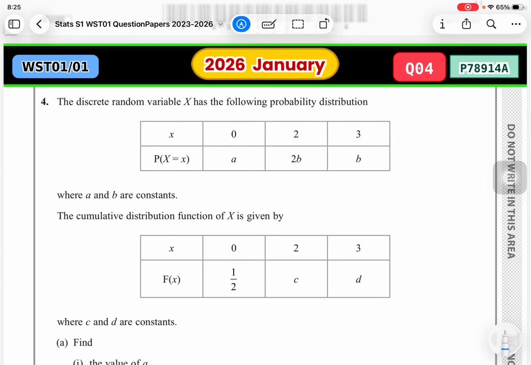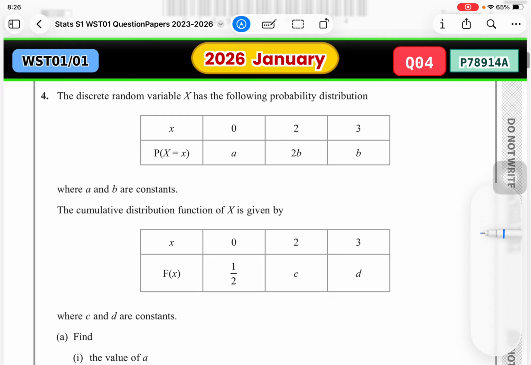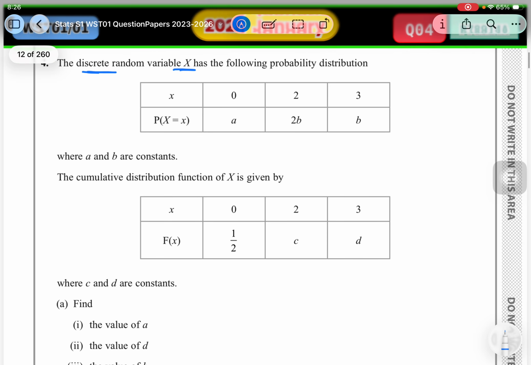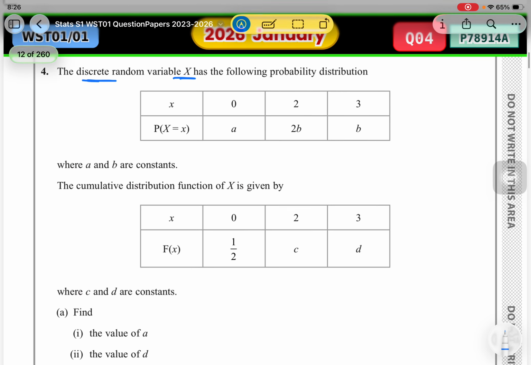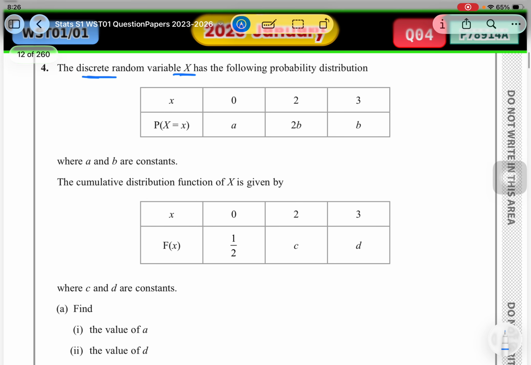Let's start question number 4 of 2026 January. This is about probability distribution, and it mentions that x is our discrete random variable. So a and b are constants, and the cumulative function is given. They're asking to find the values of a, b, c and d. Literally we have to find all the variables.